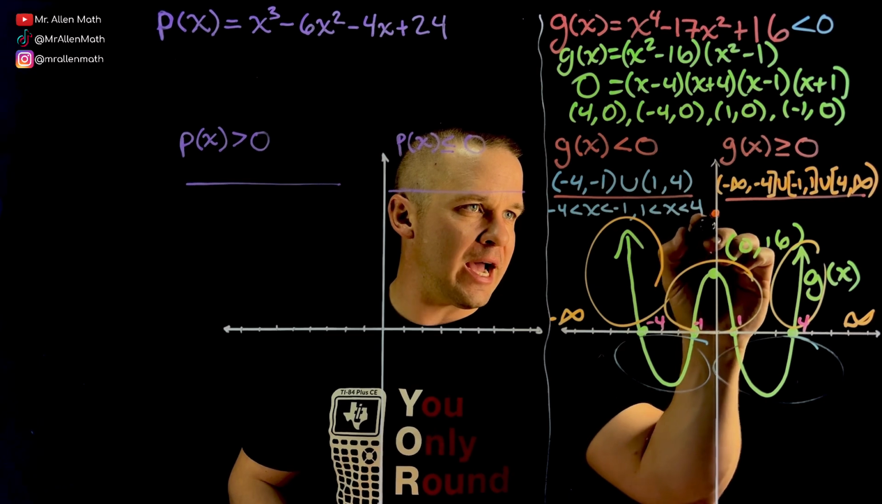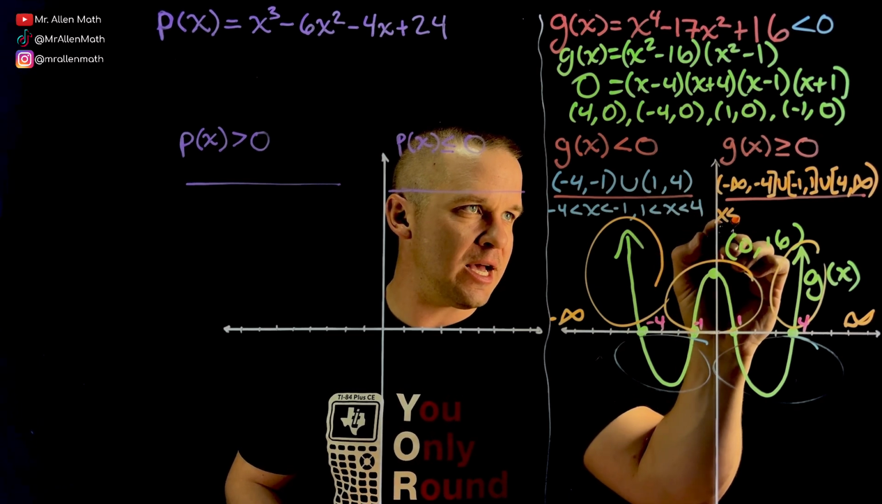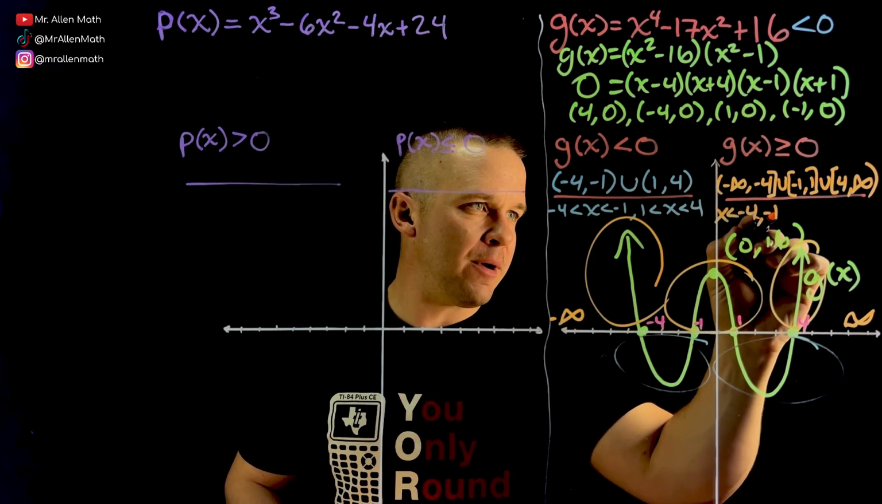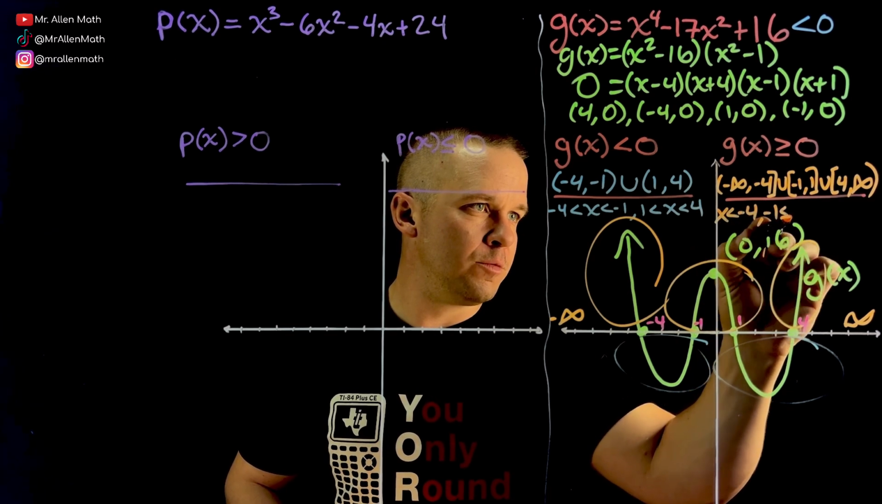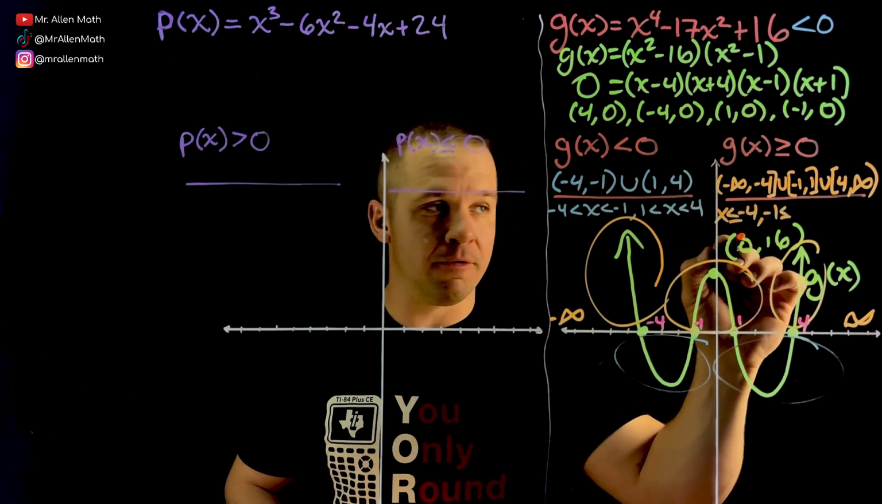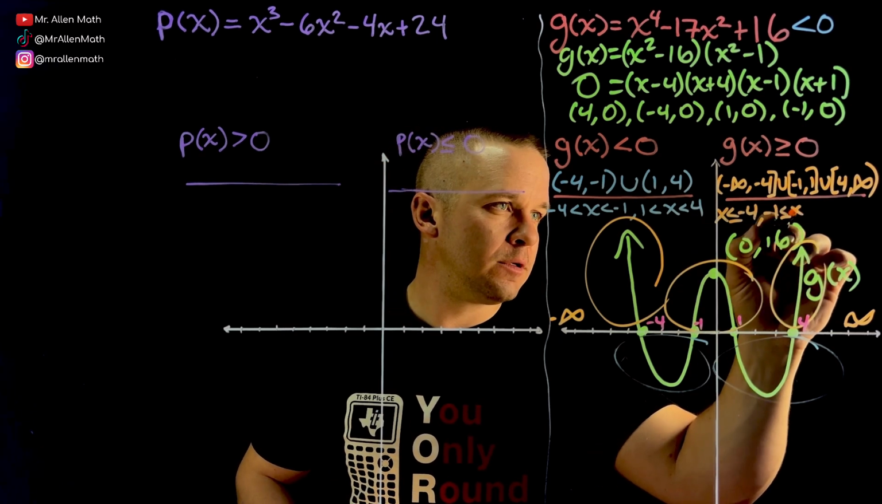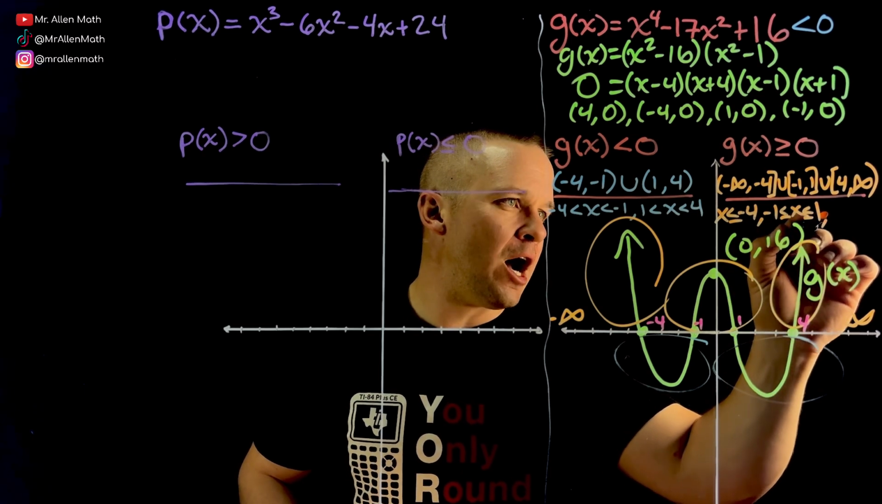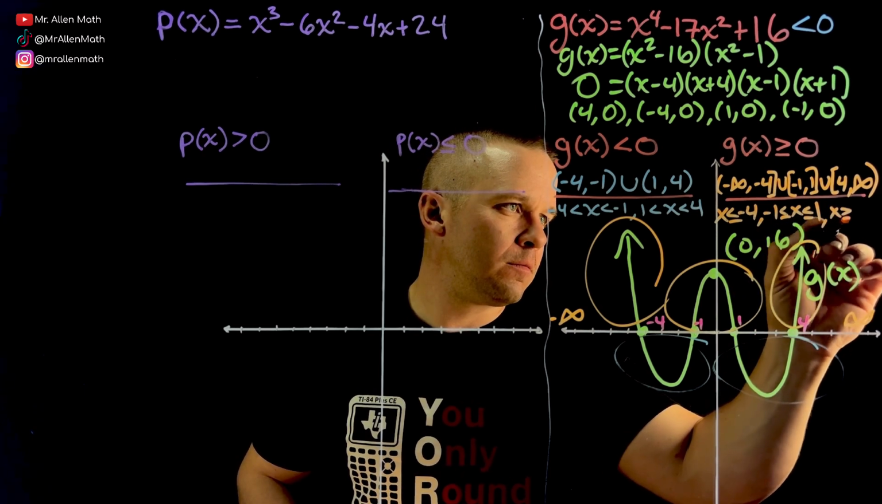For this one, you can do x is less than or equal to -4, and then the compound inequality, -1 less than or equal to x, less than or equal to 1, and then x greater than or equal to 4.